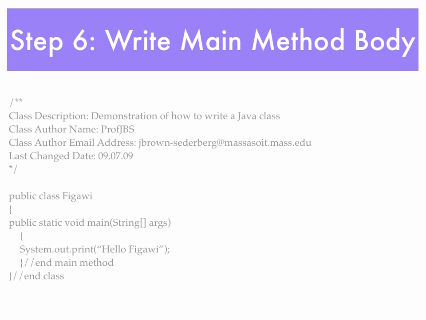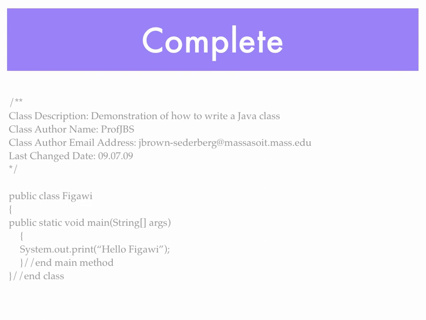All right, then we write the main method body, and in this case it's just the printing to the screen of the string hello Fagawi. So we call the print method by the object System.out, that is, System.out, an object, calls the method print. That method will print anything that's passed to it. In this case, we pass the string literal hello Fagawi. We see this is a string literal because that hello Fagawi is within quotation marks, so that will be printed to the screen.